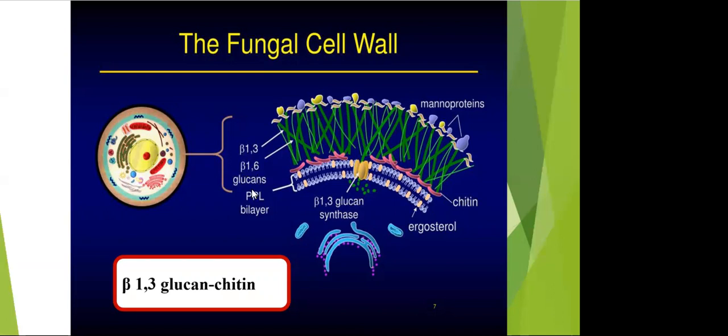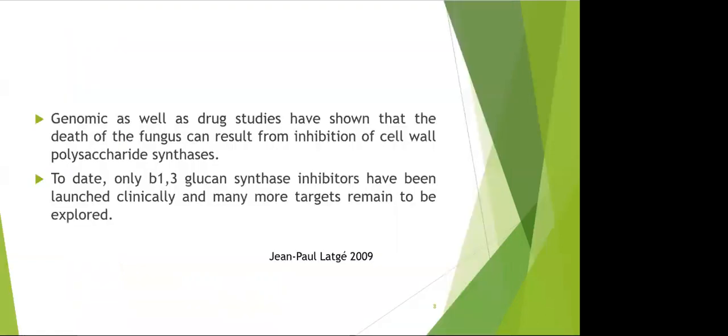Because of its essential biological role, unique biochemistry and structural organization, and the absence in mammalian cells of most of its constitutive components, the cell wall is an attractive target for the development of new antifungal agents. Genomic as well as drug studies have shown that the death of the fungus can result from the inhibition of cell wall polysaccharide synthesis. To date, only beta-1,3 glucan synthase inhibitors have been launched clinically, and many more targets remain to be explored.